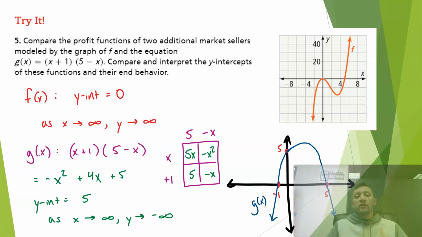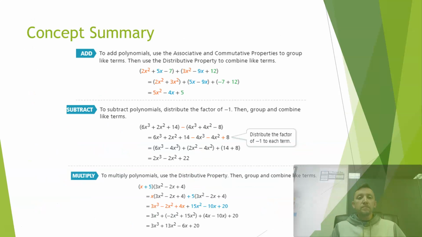So in the long run, function f would be a better function. But in the short scheme of things, between 0 and 5 items, actually the second one would be better. But in the long run, I think function f would be a better revenue. Function f would be a better situation. So that's how you can use that to interpret and make a decision.